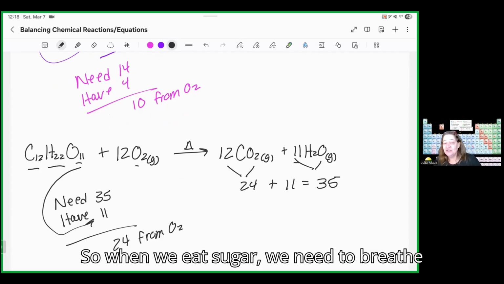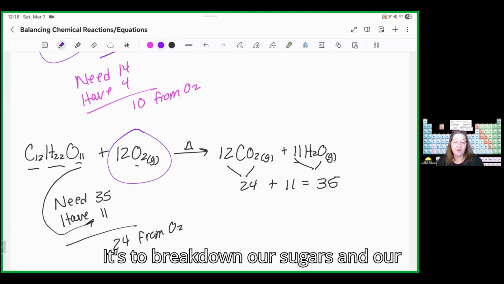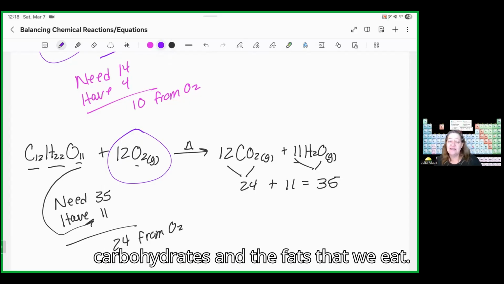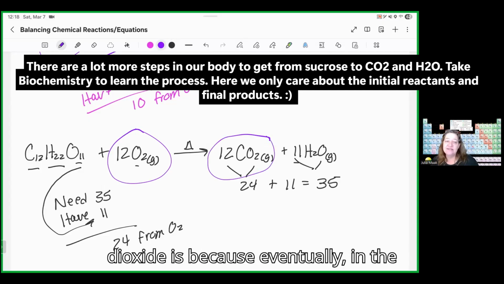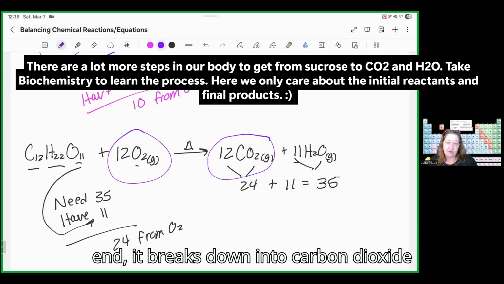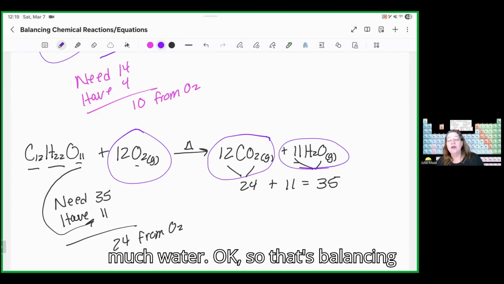So when we eat sugar, we need to breathe oxygen. This is part of why we breathe. It's to break down our sugars and our carbohydrates and fats that we eat. This is why we have to breathe out carbon dioxide, is because eventually in the end it breaks down into carbon dioxide and water, part of why our bodies are so much water.